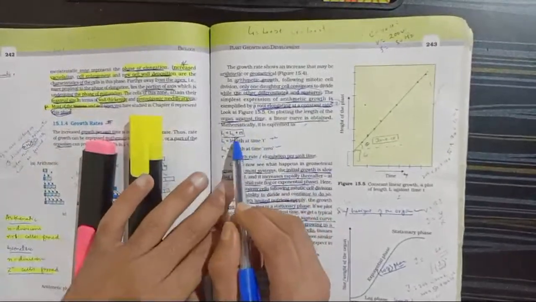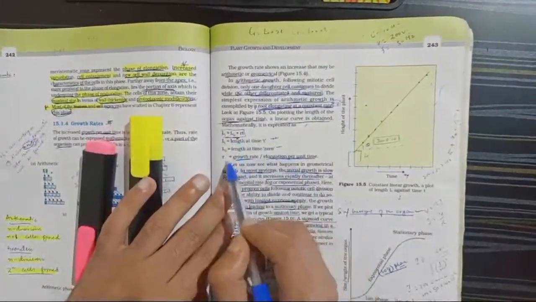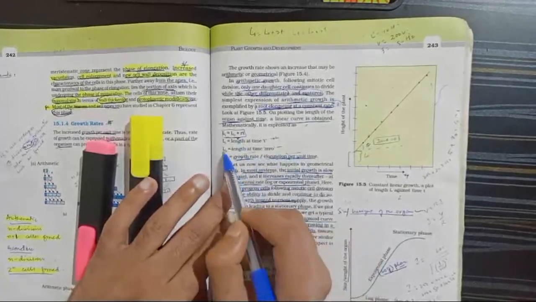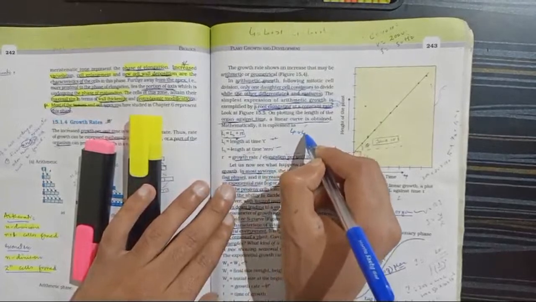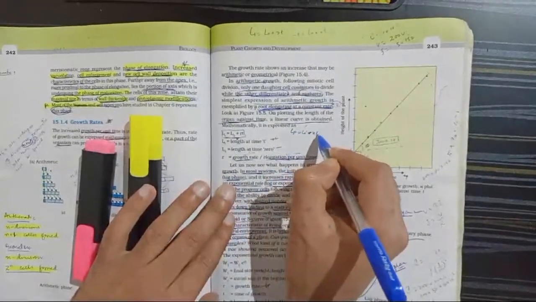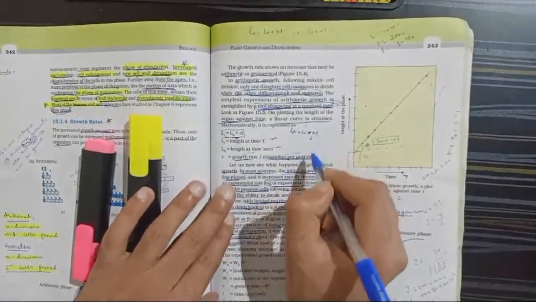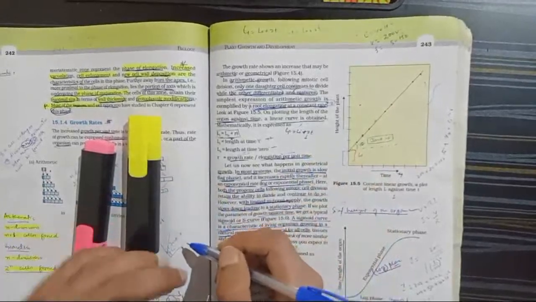Mathematically, Lt is equal to L0 plus rt, where r is the elongation growth rate, or the elongation per unit time. L0 is the initial length. We can say that L final is equal to L initial plus rt, where r is the growth rate, t is the time जितने time में हम define करना है growth rate.